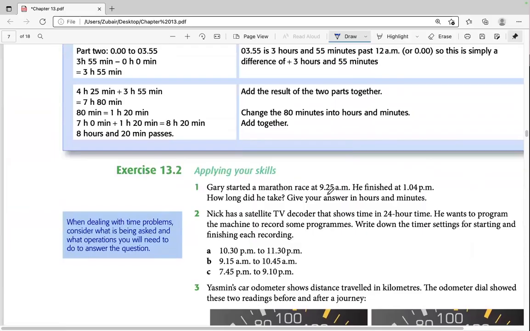Gary started marathon race at 9:25 a.m. He finishes at 1:04 p.m. How long did he take? Give your answer in hours and minutes. So this one, please try that. Yes, it is passing through 12.